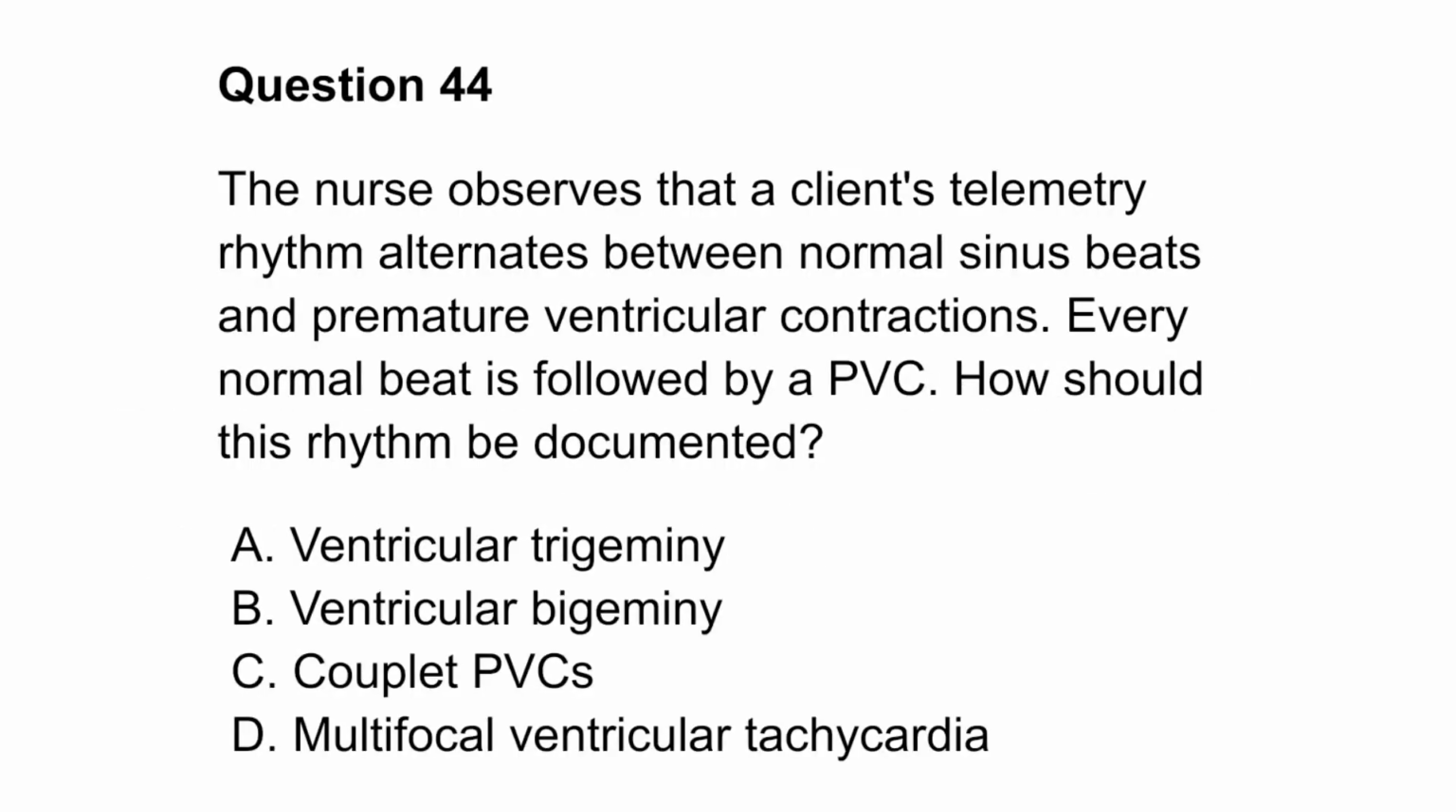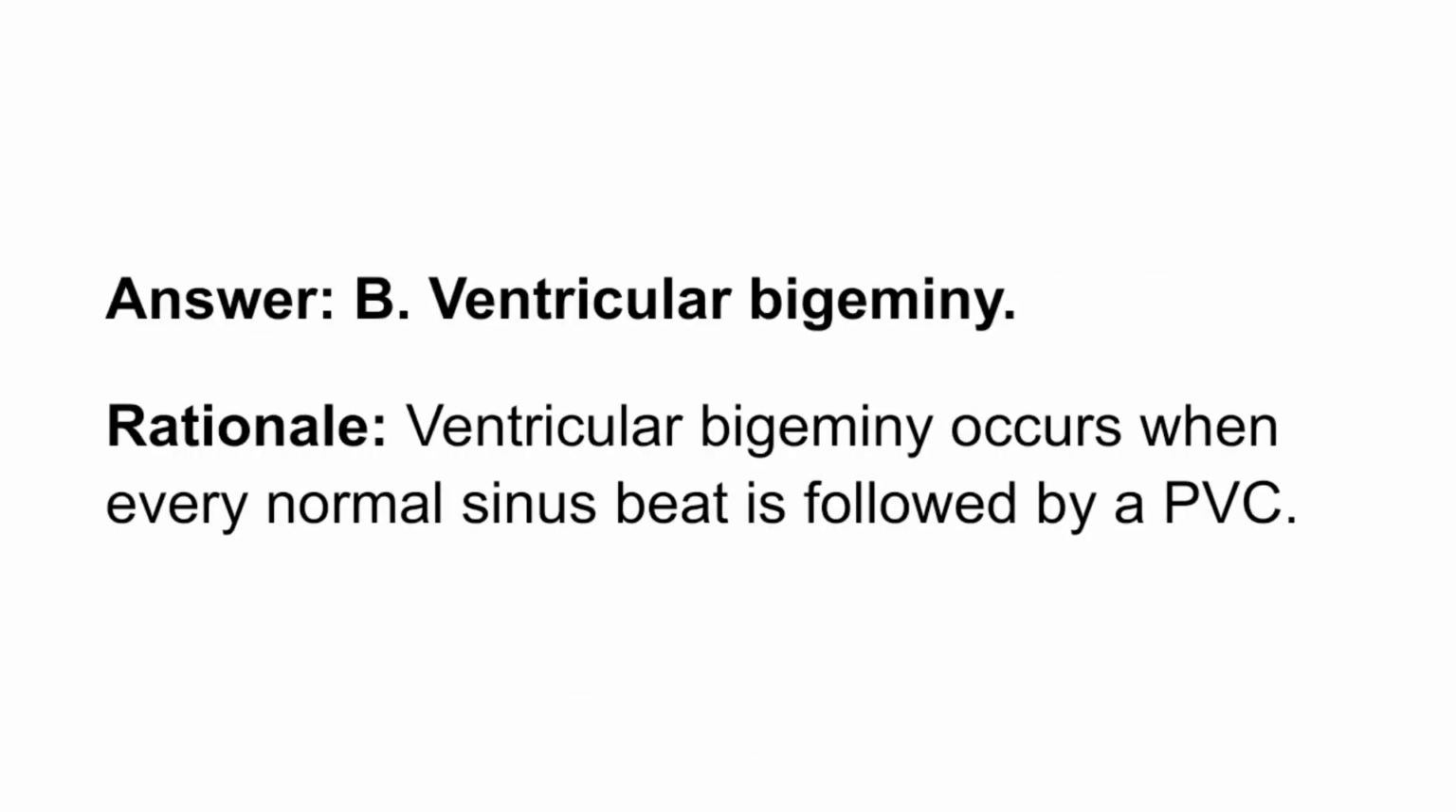Question 44. The nurse observes that a client's telemetry rhythm alternates between normal sinus beats and premature ventricular contractions. Every normal beat is followed by a PVC. How should this rhythm be documented? A. Ventricular trigeminy. B. Ventricular bigeminy. C. Couplet PVCs. D. Multifocal ventricular tachycardia. Answer: B.